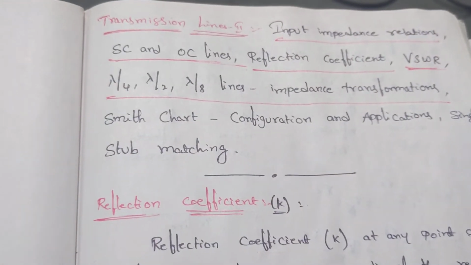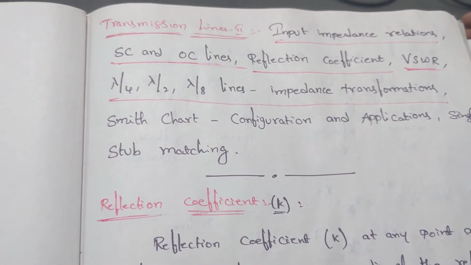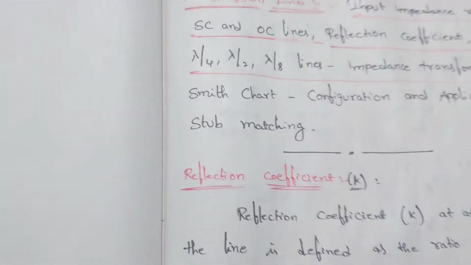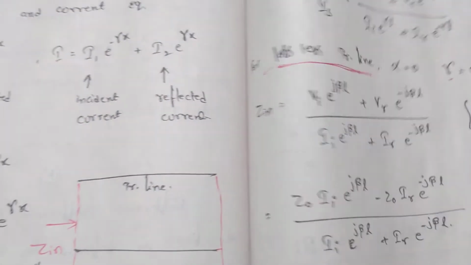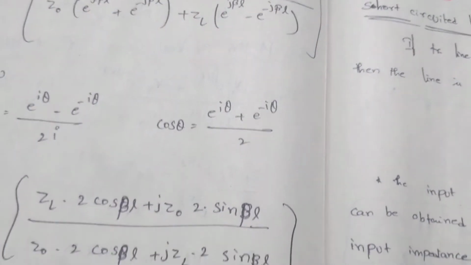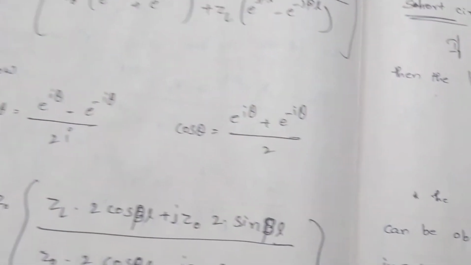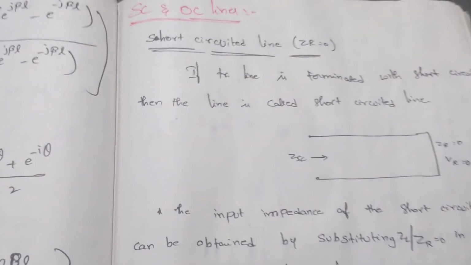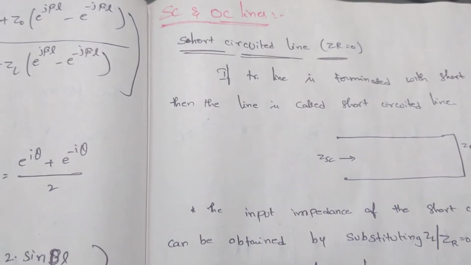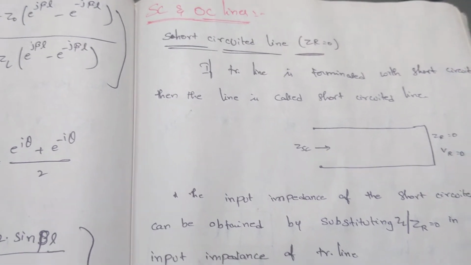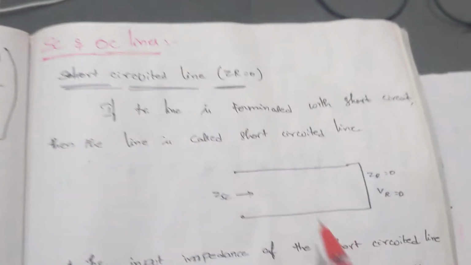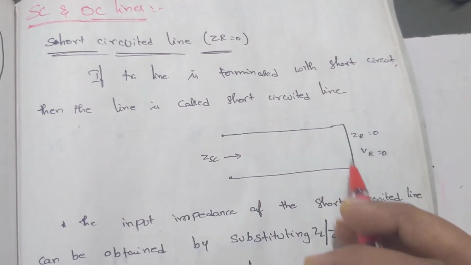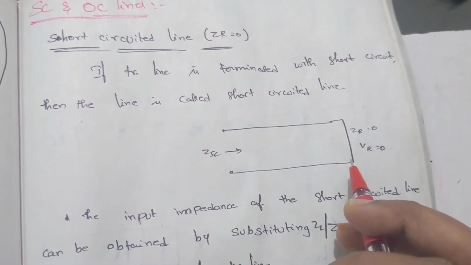Good morning to everyone. In today's video, we are going to see the short circuit and open circuit lines. The name itself suggests that the line is short circuited or open circuited. Now we will see in detail what the input impedance characteristics are for a short circuit line and open circuit line. Here we are considering a transmission line whose load end is short circuited.